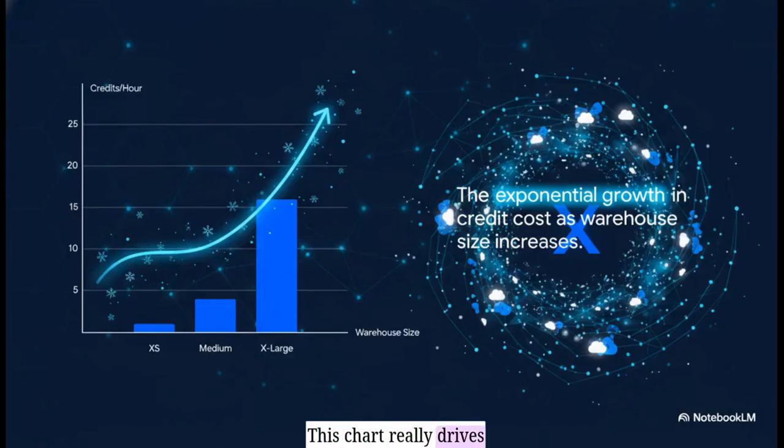This chart really drives home the exponential nature of that cost growth. As you scale up vertically, that per-hour cost accelerates pretty dramatically. It really reinforces the importance of right sizing. You know, before you jump from an extra large to a 2X large, an architect really has to ask, could a multi-cluster configuration at the smaller size achieve the same throughput more economically?